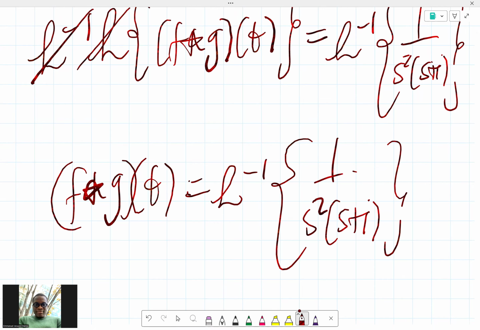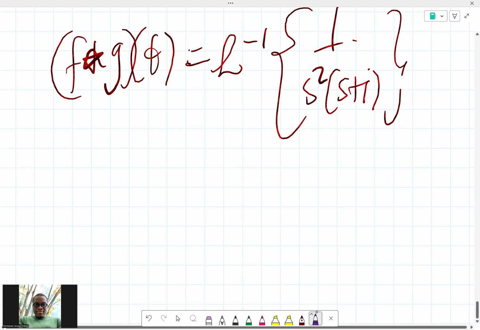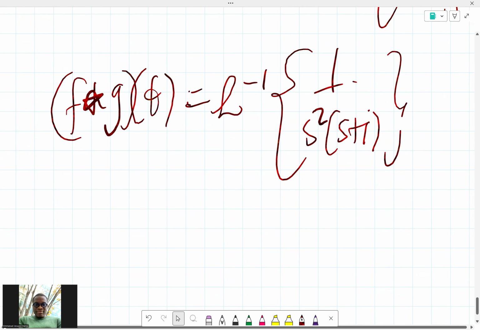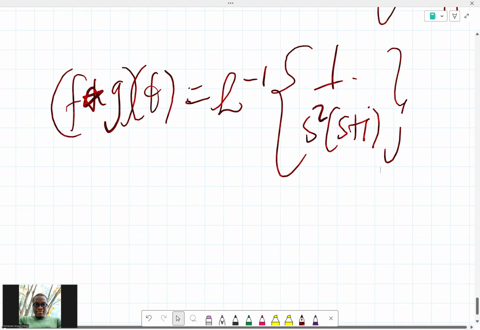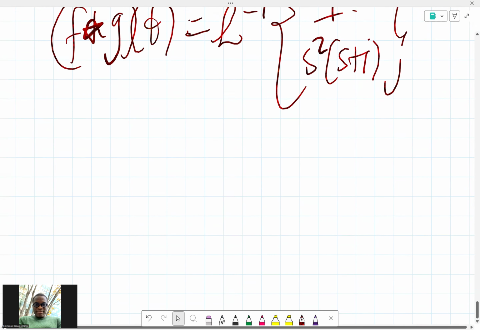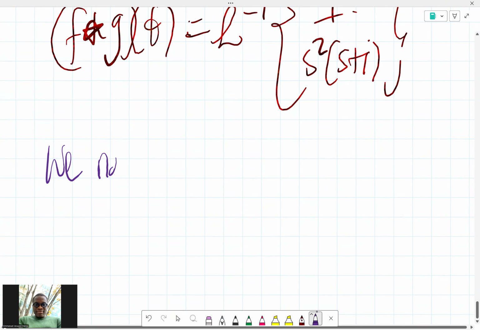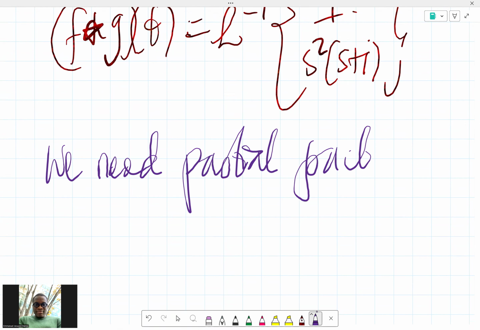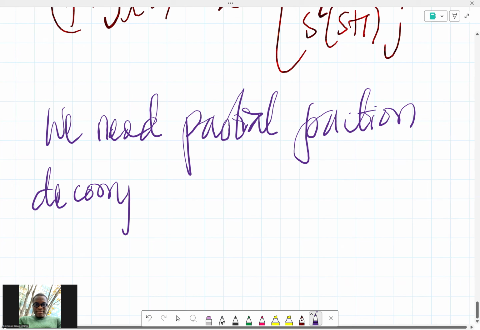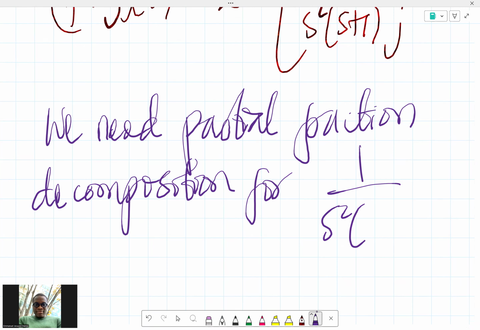Now looking at that expression, we discover that we need to do partial fraction decomposition. What's that thing called now? Partial fraction decomposition, exactly. We can also take them apart and take it back to where we're coming from, but we can even make it easier. We need partial fraction decomposition for 1 over s squared into s plus 1.